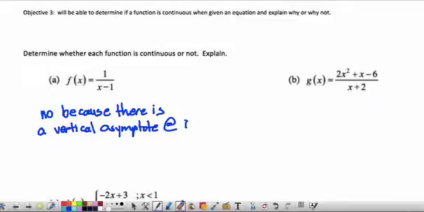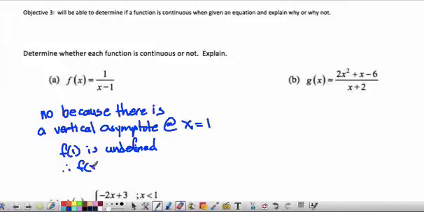Actually, let's write x equals 1. It's best to get into the habit of writing our asymptotes as lines, so x equals 1. So f of 1 is undefined, therefore, we'll write f of 1 is undefined. Therefore, f of x is not continuous at 1.